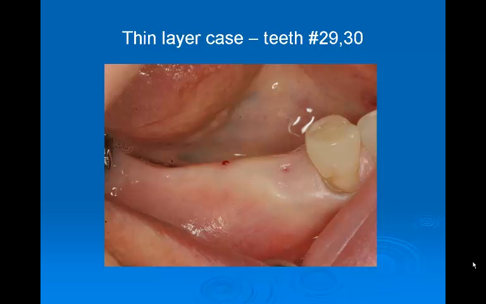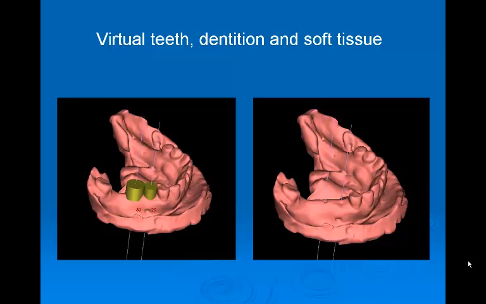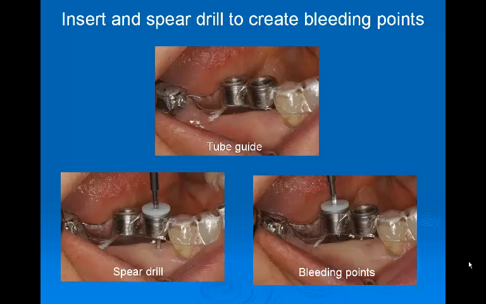The following case illustrates the usage of the ThinLayer guide system. This first case is a second bicuspid first molar case. The surgical plan is based on the opposing dentition as well as 3D visualization of virtual teeth and the patient's dentition and soft tissue. The tube guide is placed and a bleeding point is created by passing a spear drill or endofile through an insert in the tube guide. The tube guide is then removed.